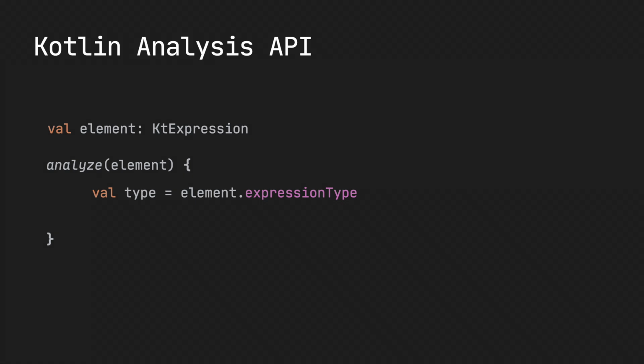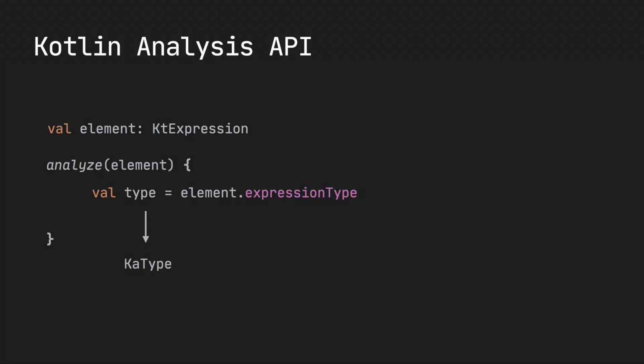Now suppose I want to get information about the expression type. I want to ensure what the type is for the expression. And in this case, I am giving it a KT expression element, for example. And what this type represents is something called a KA type. KA is a prefix that is known for Kotlin analysis. All types, KA session, KA type, KA symbol, they all have this prefix of KA, which is known for Kotlin analysis.